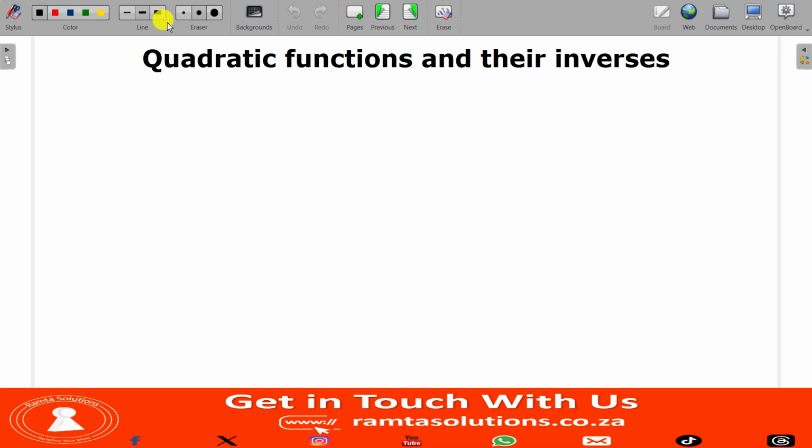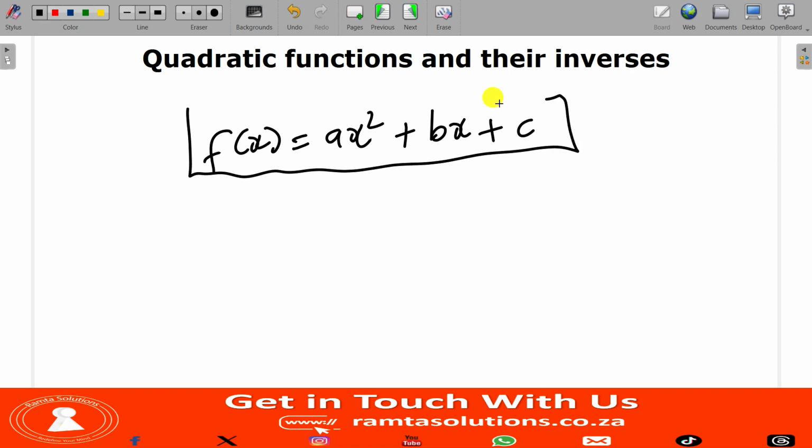Today we are looking at the quadratic functions and their inverses. You remember quadratic equations come in two forms. The first form is f of x equals ax squared plus bx plus c. So this is the first form of your quadratic equation.